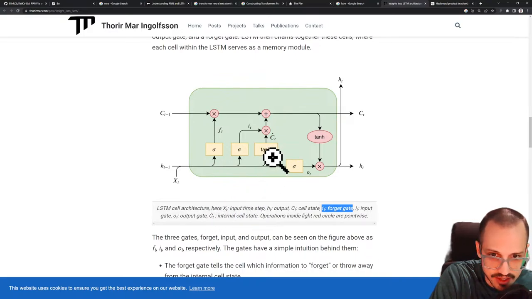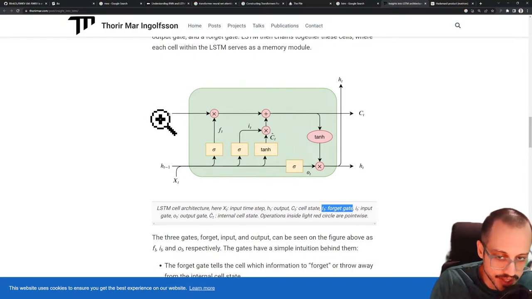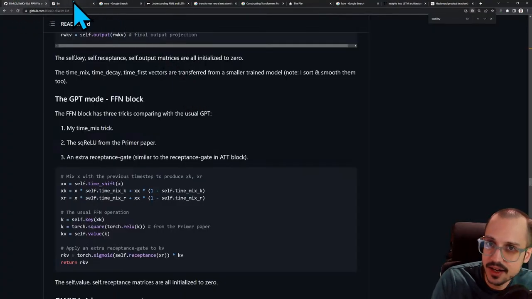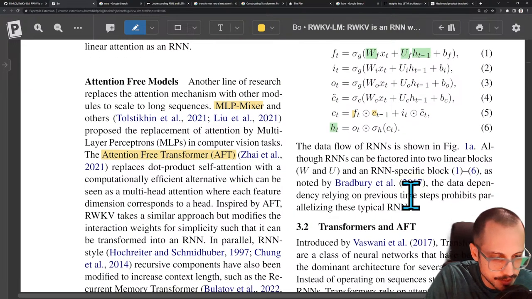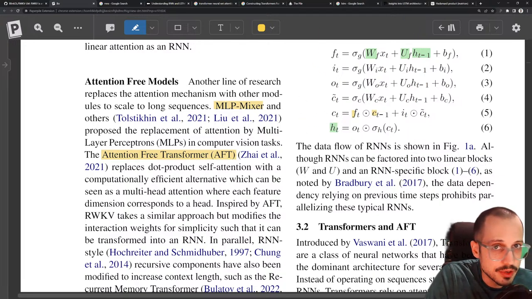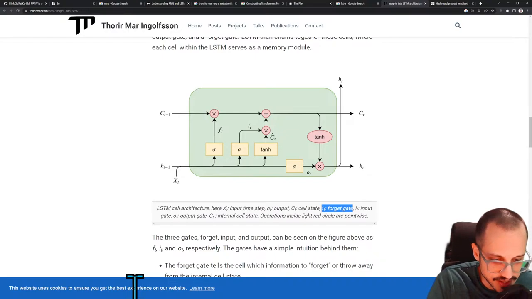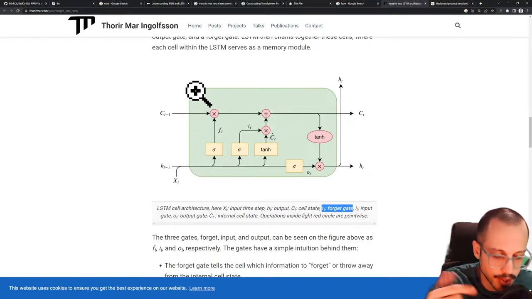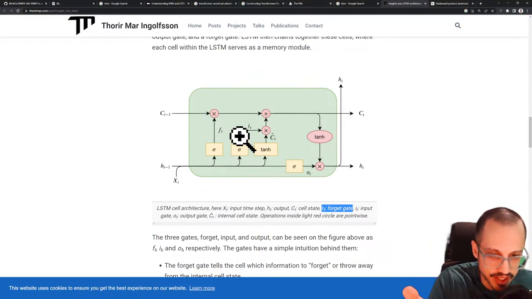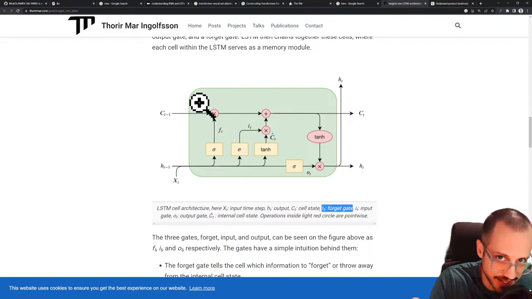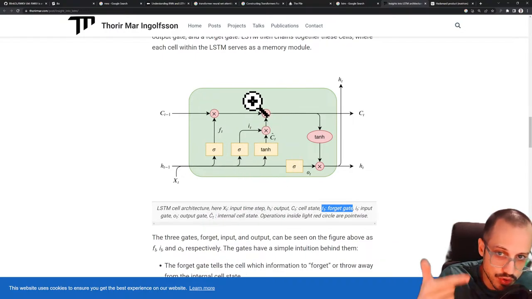And C hat T is the internal cell state. So the internal cell state you see here gets added to the already existing cell state. And it's a standard LSTM formula. This is why a lot of people will say that RNNs are not good at long sequences, right? Theoretically, an LSTM can deal with an infinite sequence because it just keeps infinitely referring to itself. But the problem is that at every time step in a recurrent network, you're multiplying by this forget gate, and then you're adding to it the new internal cell state.